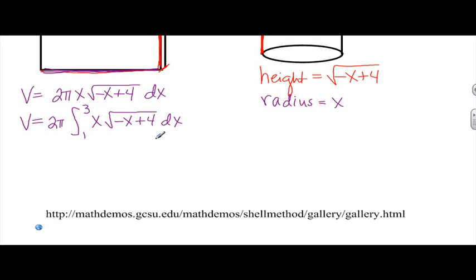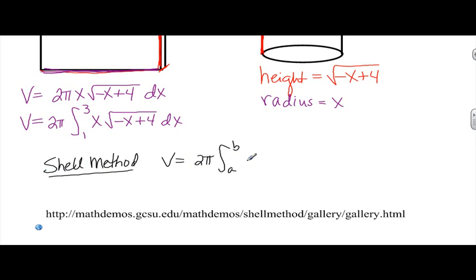which we're going to call the shell method, is volume is equal to 2 pi times the integral from a to b of the radius times the height times dx.